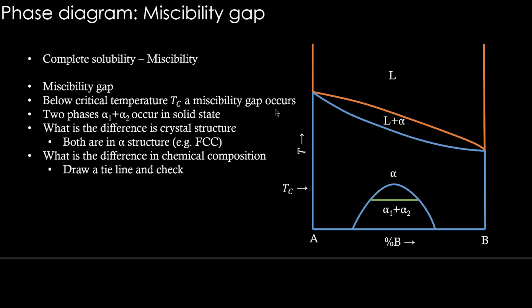So draw a tie line, you can see that it will drop here and here. If it drops here, let's call it alpha 1's composition. When it drops here, let's call it alpha 2's composition. So you can see one is going to have low percentage of B, the other one is going to have high percentage of B, right? So we can say that these are B lean and B rich phases.